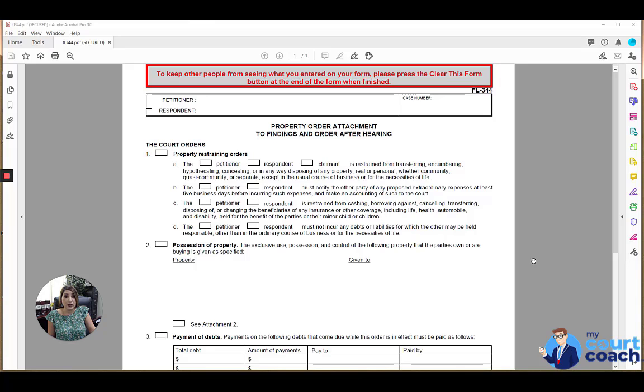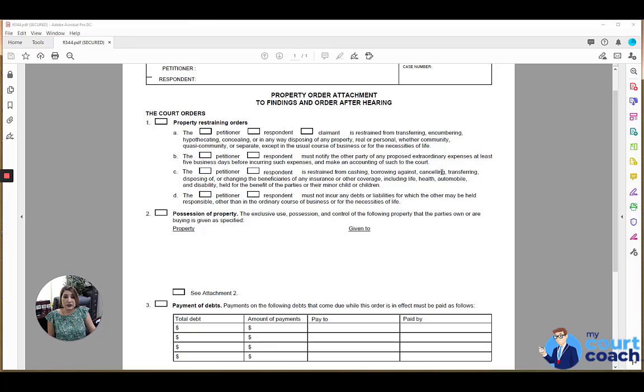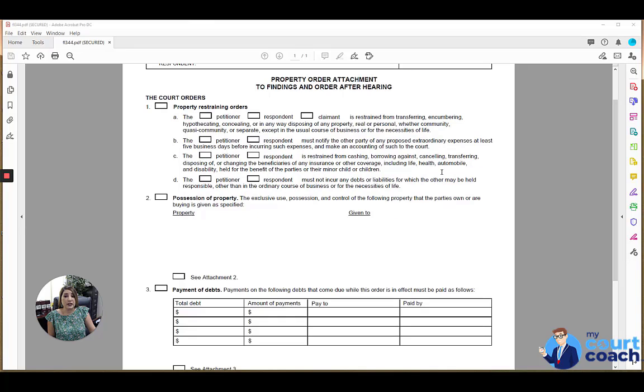As with all our court forms, you want to fill out your identifying case caption information at the top, and then below are some of the types of orders that the court can make. A court can make some property restraining orders, in other words, orders that prohibit parties from selling or transferring assets. So specifically, if the court does make these type of orders, you want to mark the number 1 box, and then the orders that the court can make are to restrain a party from transferring, encumbering, hypothecating, concealing, or in any way disposing of any property, real or personal, whether community, quasi-community, or separate, except in the usual course of business or for the necessities of life.